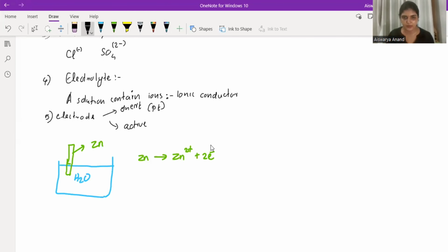Because imagine if it is even happening, the Zn2 plus ions will go into the solution. So the remaining electrons will be existing on the electrode itself. So the electrode has a negative charge because of the electrons present. The electrode is negatively charged. Now the solution: because Zn2 plus ions are going into the solution, the solution is becoming positively charged.